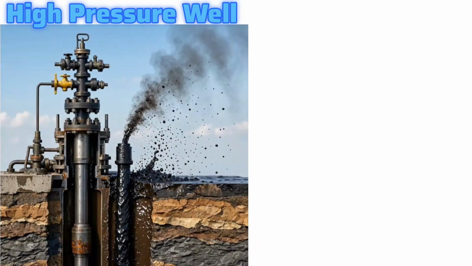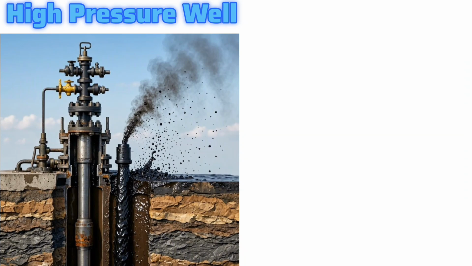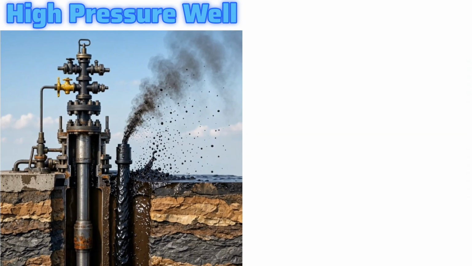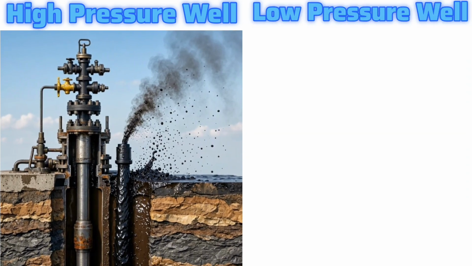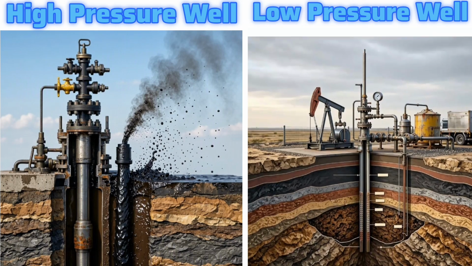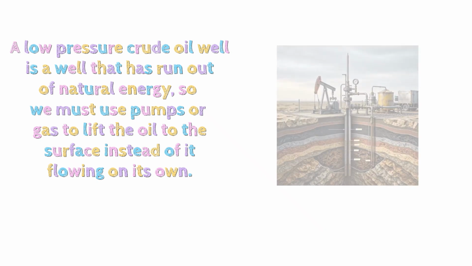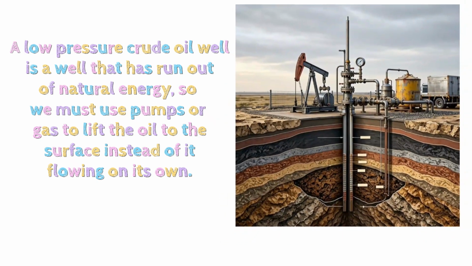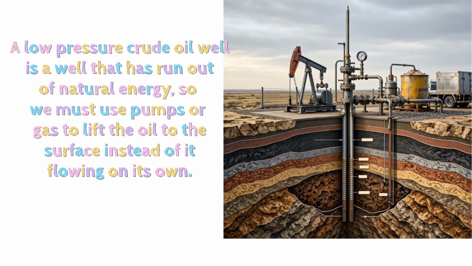We have two major types of wells: high-pressure wells and low-pressure wells. A low-pressure crude oil well is a well that has run out of natural energy, so we must use pumps or gas to lift the oil to the surface instead of it flowing on its own.